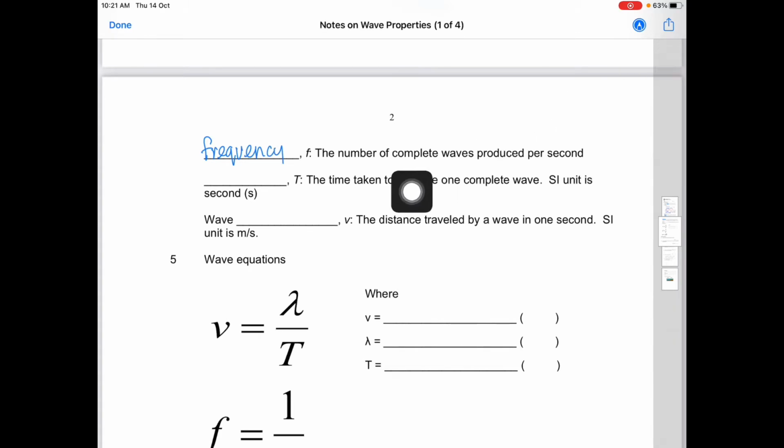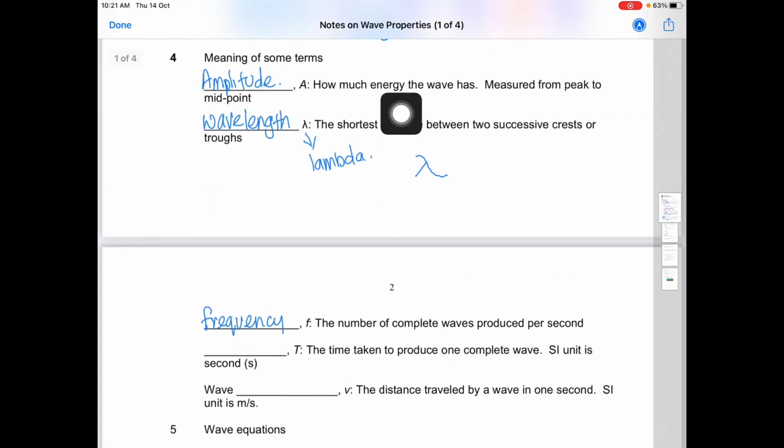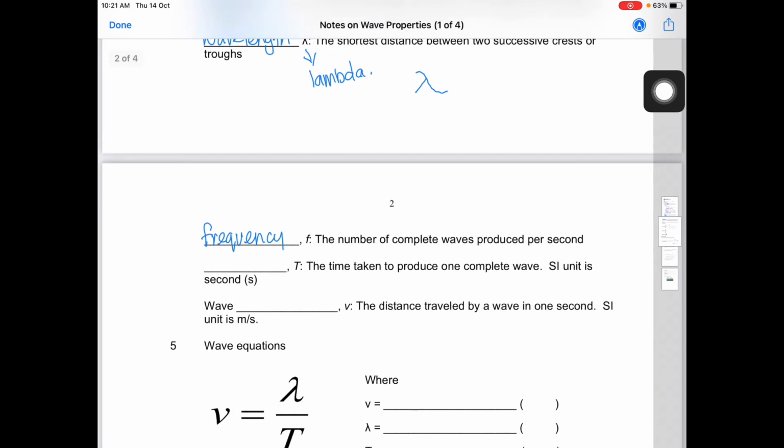Frequency is the number of complete waves produced per second. Needless to say, please remember all these definitions. So, how many waves are produced in 1 second? That gives you the frequency. If you got 50 waves produced in 1 second, the frequency is 50 hertz. This is the unit for frequency: capital H, small z, which stands for hertz.